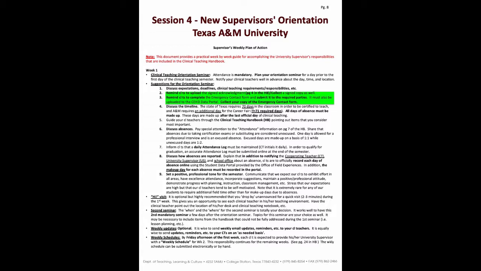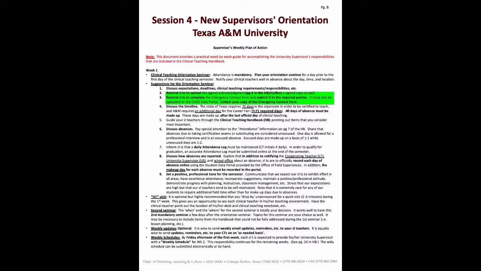Tell your clinical teachers to pay special attention to the attendance information on page 7 of the handbook, and specifics are included here. Inform clinical teachers that a daily attendance log must be maintained, and remember to stress that this is their responsibility, not the cooperating teacher's. It is also their responsibility to get their cooperating teacher to initial it on a daily basis. In order to qualify for graduation, an accurate attendance log must be submitted online at the end of the semester.